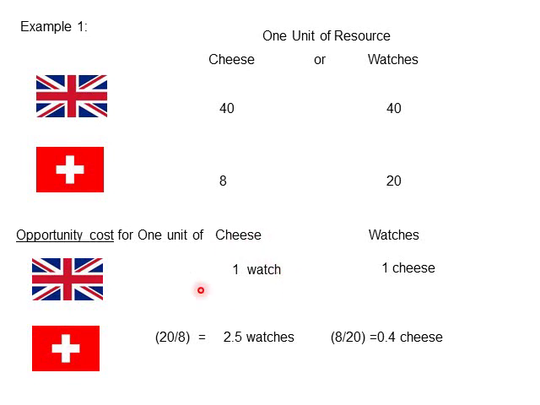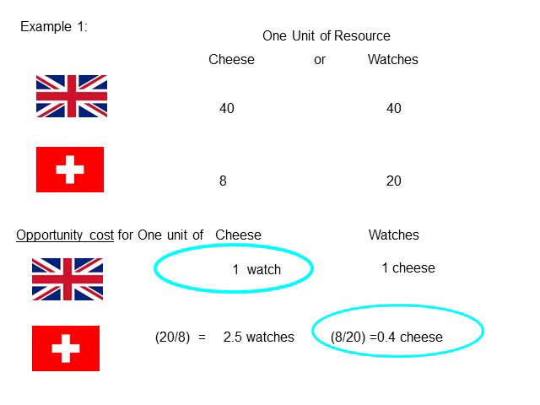Now, these are opportunity cost numbers. They are not output numbers, they're opportunity cost numbers. That means for 1 cheese, how many watches are they going to give up? For 1 watch, how much cheese do they have to give up? Alright, and it's not difficult to tell that for the UK, they give up 1 watch for 1 cheese, which is much cheaper than the Swiss. The Swiss, when they produce cheese, are going to give up 2.5 watches. So their opportunity cost is much higher. So the UK has a comparative advantage in producing cheese.